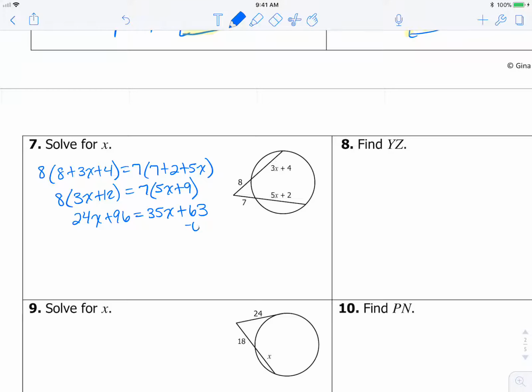So we're going to do minus 63 minus 63, which gives me 24x plus 33 equals 35x. Minus 24x minus 24x cancels. So this is 33 equals 11x. Divide by 11, divide by 11. So x equals 3.